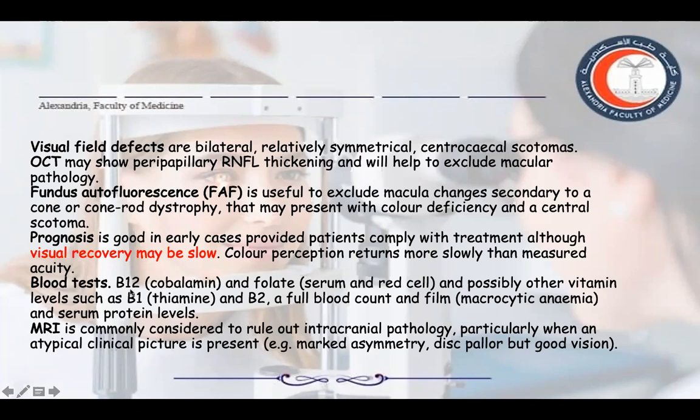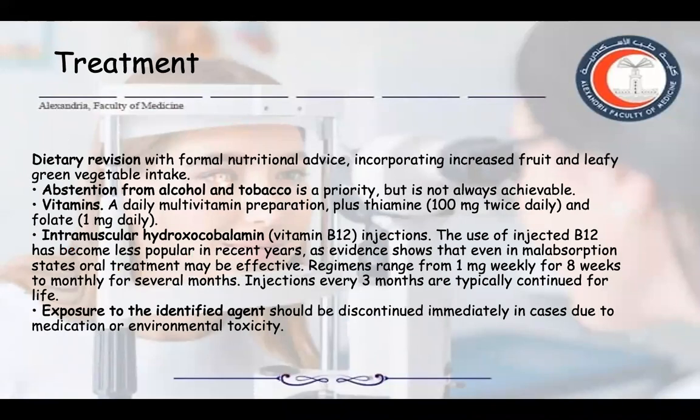Blood tests for sure for vitamin B12, vitamin B1, 2, 3. We are, as I said before, looking for the cause of this nutritional deficiency. MRI is commonly considered if I find an atypical presentation. Marked asymmetry, when it is supposed to be symmetrical, as I've said here, for example, in the visual field defects. So if you find marked asymmetry, or disc pallor but good vision, we need to look for something else. We need to do neuroimaging.